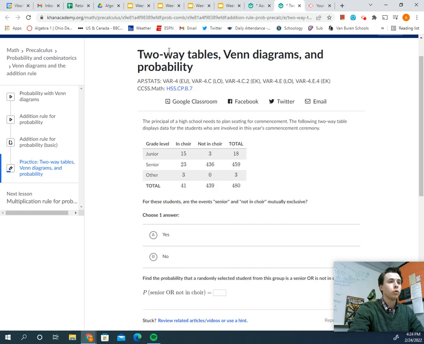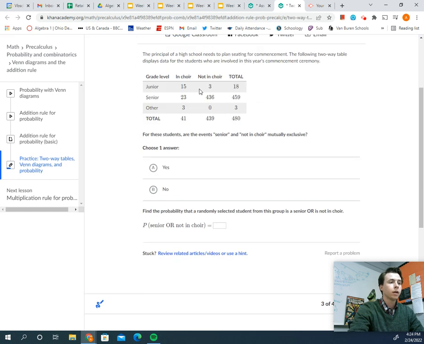All right, so two-way tables, Venn diagrams, and probability. This first problem, we see a two-way table here. It says the principal of a high school needs to plan seating for commencement. The following two-way table displays data for students who are involved in the commencement. So I notice here on the left, we've got our grade level for juniors and seniors. And then we're also breaking them down into in choir or not in choir. Okay, so what's our question?